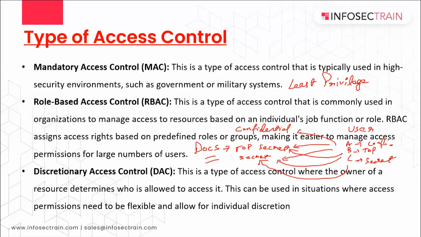So DAC is, I would say, less strict. It's a less strict one as compared to the MAC one. Less strict access control, and this allows resource owners to determine who can access their resources. In this model, each resource is owned by a particular user or a group, and access is granted or denied based on the owner's discretion. So the owner of the resource can grant or deny access to other users or groups based on their trust level.